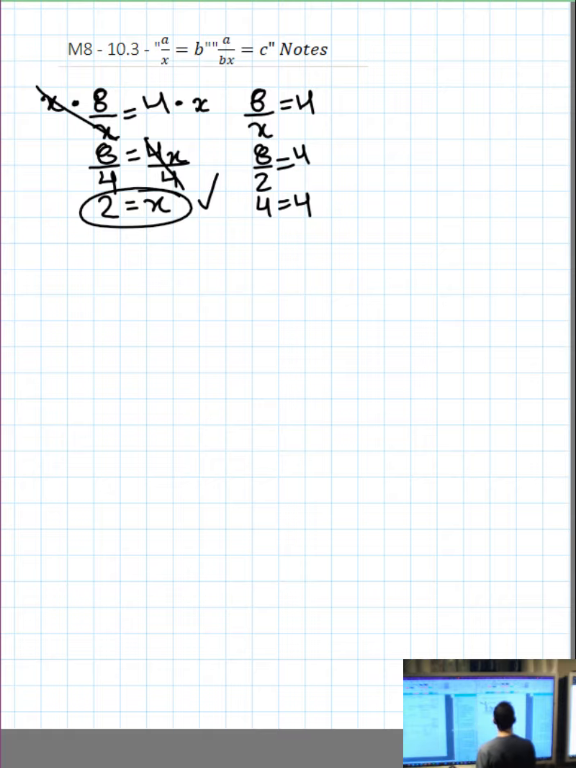Now, there must be a quicker way. So, if we have the same question, 8 over x equals 4, we can simply cross multiply. We can simply times both sides by x, crossing x off and putting it where it belongs.